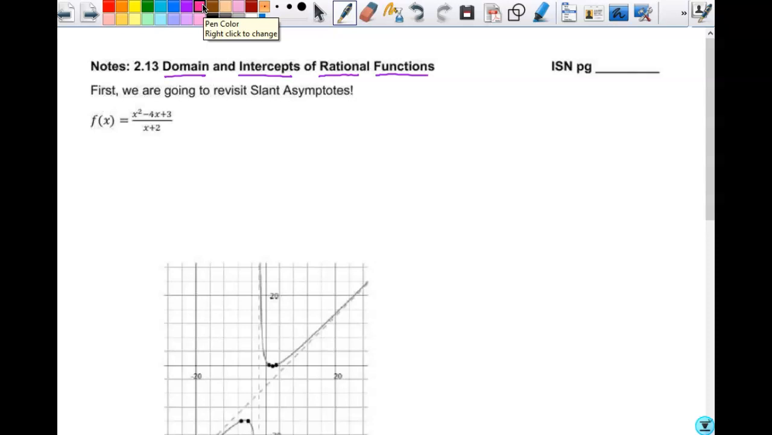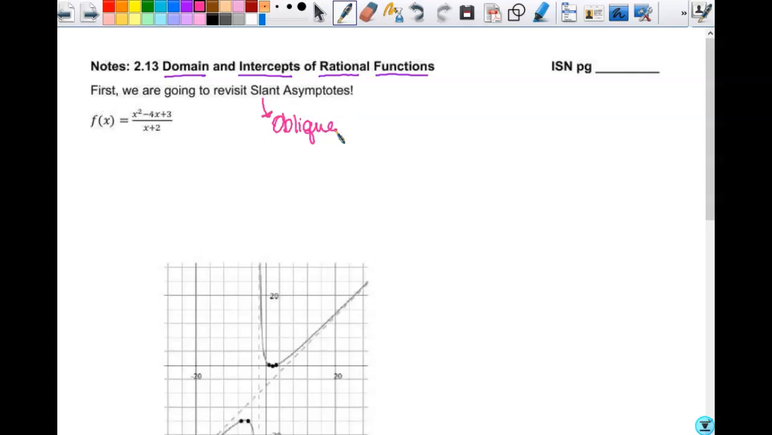Okay, so first we're going to revisit slant asymptotes, because I told you last time that I would explain this whole remainder thing. So remember that another word for slant asymptotes, think about what that is. It's oblique. You could see either word.